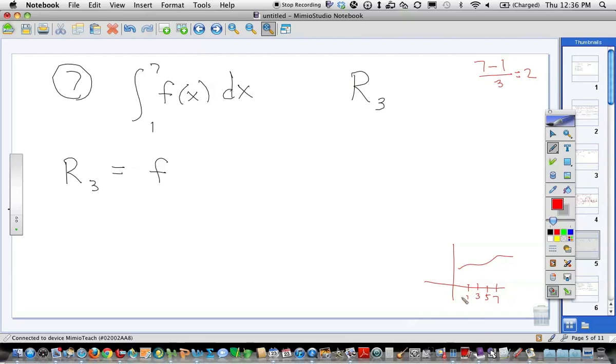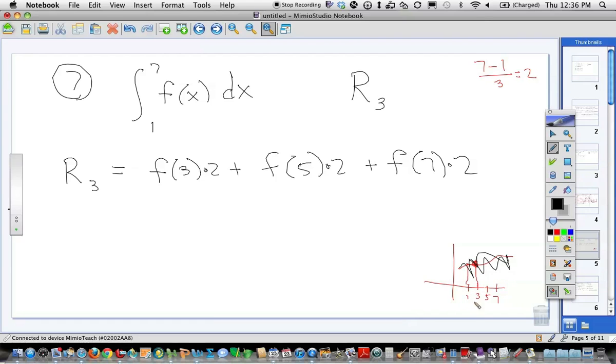And since they're right rectangles, I know my first rectangle is going to be at 3, right there at 3. So I'm going to go f of 3 times 2, plus f of 5 times 2, plus f of 7 times 2. I didn't really even need this function part written in here, but the 1, 3, 5, 7, sometimes I'll write those down just to help me. But I can write this whether I have an equation, a graph, or a table. It doesn't matter, right?